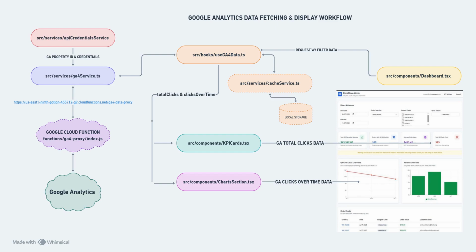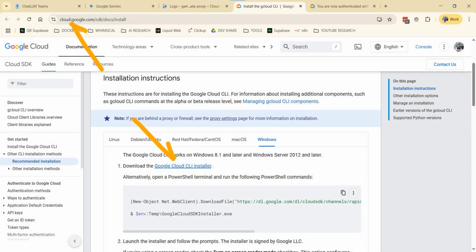Now, before I end this series, let me quickly go over that Google Cloud deployment of our serverless function. Okay, this is the link in the middle. I clicked to download and install the Windows installer for the Google Cloud CLI. I'll include this URL in the description section.